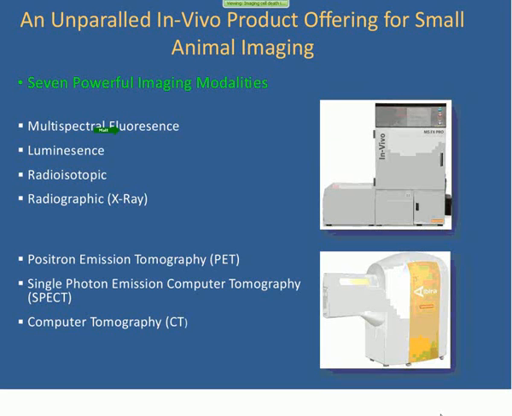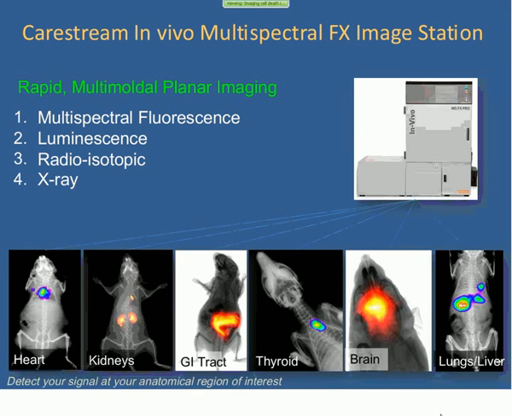So first I want to tell you a little bit about the product offering from Carestream, and it's a unique one, 2 instruments that can supply 7 imaging modalities. So here at the top you will see the multispectral, which has, of course, multispectral fluorescence and luminescence, as well as X-ray and radioisotopic imaging modalities. A new product that was launched just a couple months ago is the Albira tri-modal system, which offers 3-dimensional PET, positron emission tomography, 3D SPECT, or single photon emission computed tomography, or CT, which is just X-ray computed tomography.